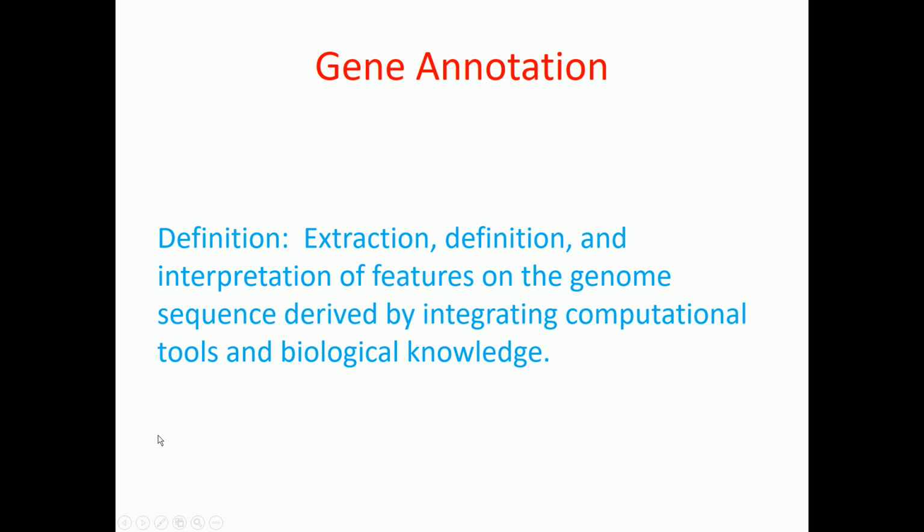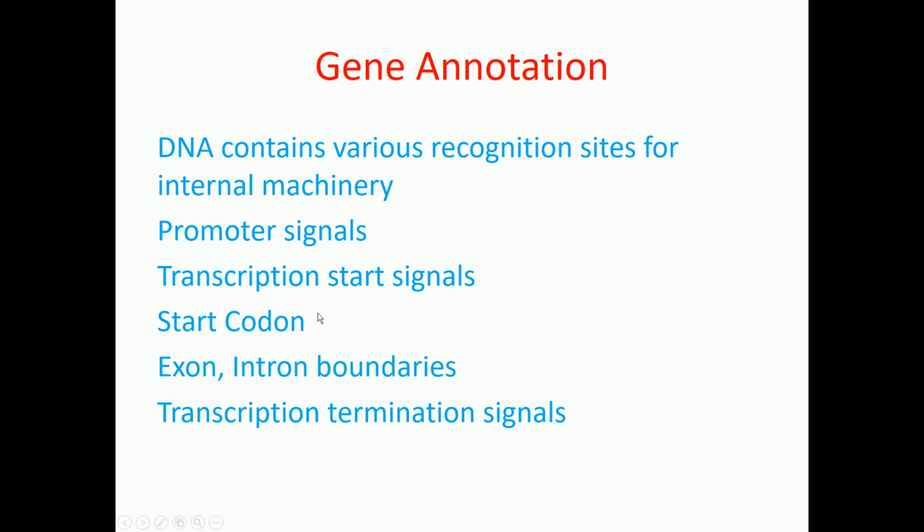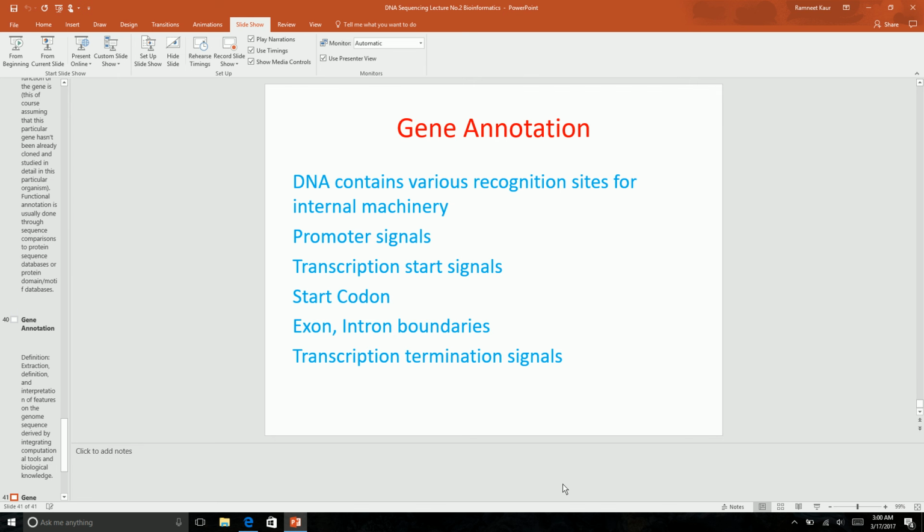Gene annotation is the extraction, definition and interpretation of features on the genome sequence, derived by integrating computational tools and biological knowledge. Gene annotation includes finding where the promoter is, where transcription starts, where the start codon is, where the exon is, where the intron is, and where the transcription termination sequence is. These are all gene annotations. So that's all for this lecture.